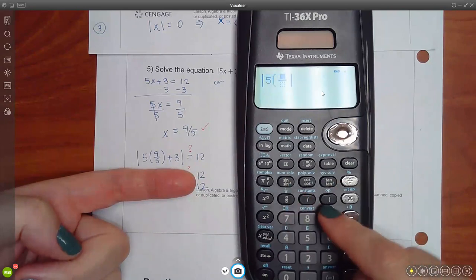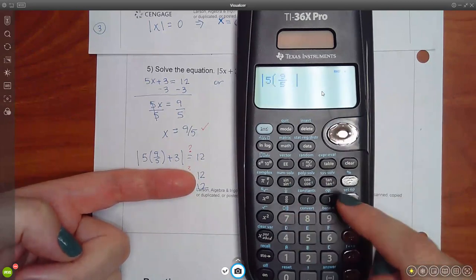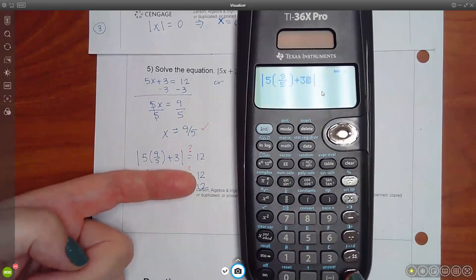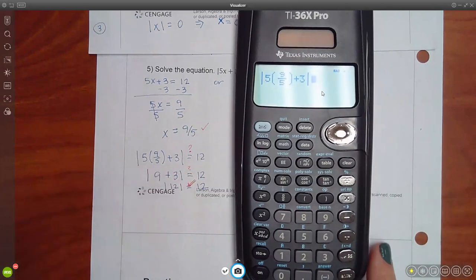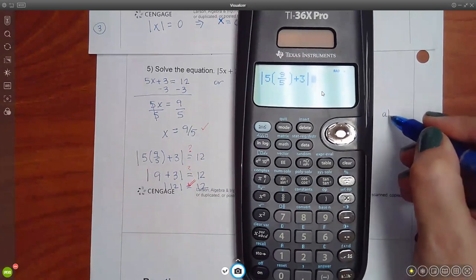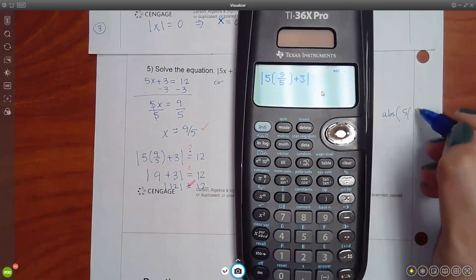Parentheses, fraction 9/5, close, plus 3. So yay, I learned something new about this calculator. Actually, it doesn't keep it. The other calculators do this, and then you have to do the whole thing, right?